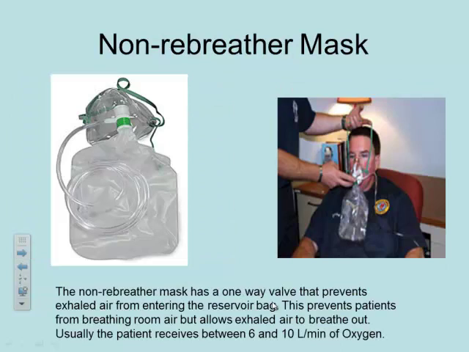A non-rebreather mask has a one-way valve that prevents exhaled air from entering the reservoir bag that's right here connected to the mask. This prevents patients from breathing room air, but allows exhaled air to breathe out. So usually the patient receives between 6 and 10 liters per minute of oxygen with this type of device.